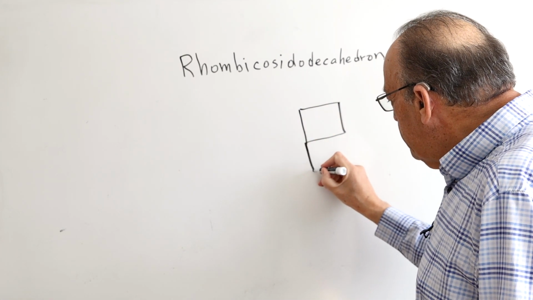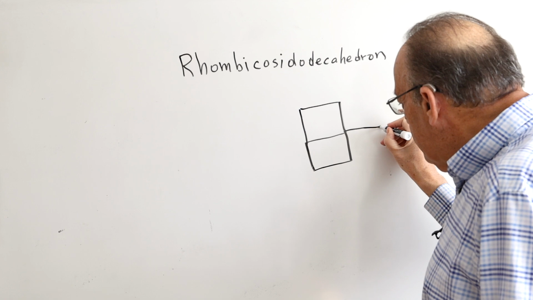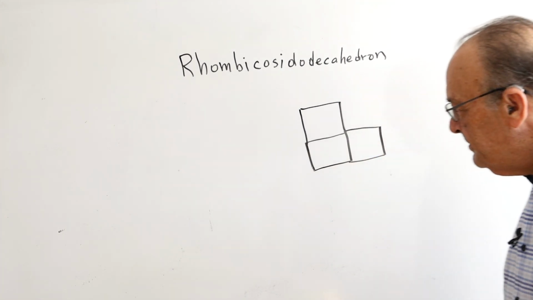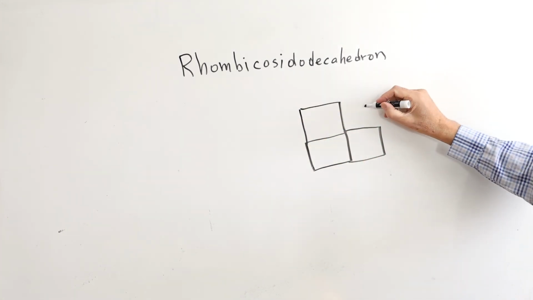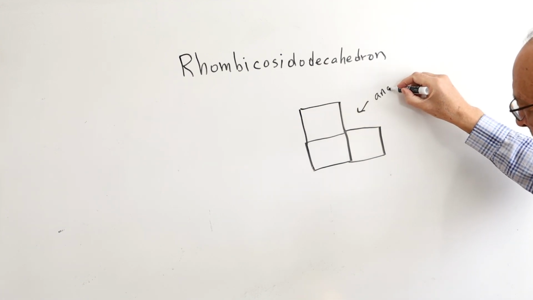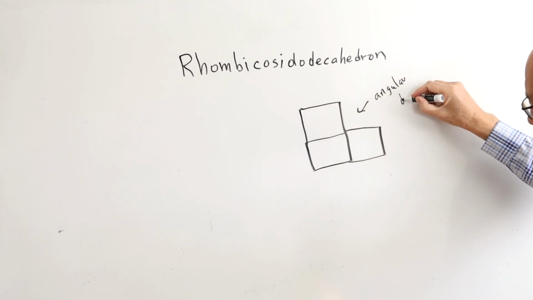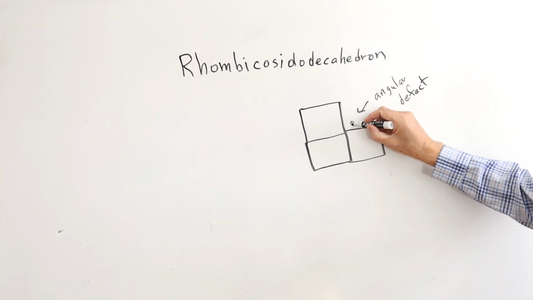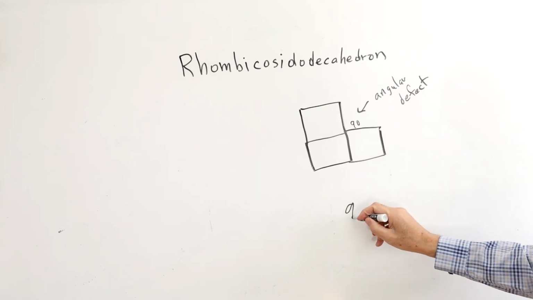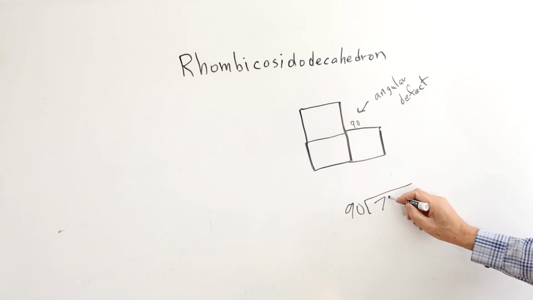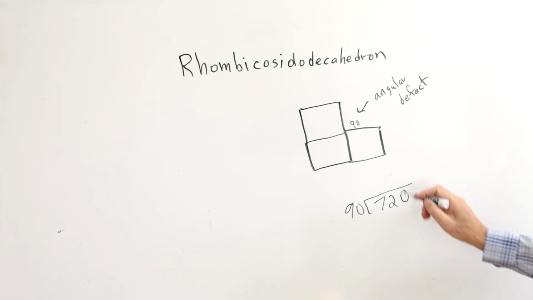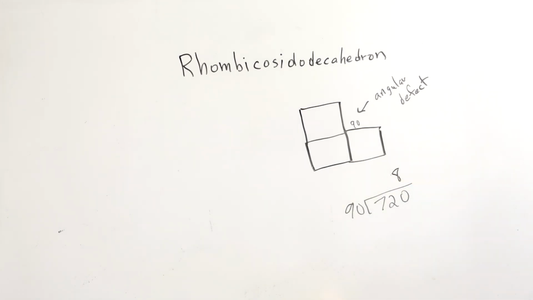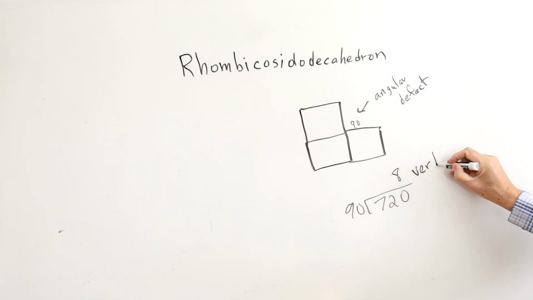If you look at the 3 squares of a cube that meet at every corner, but you lay them flat on the table, you can call this an angular defect. And this is 90 degrees. Now if you take that 90 and divide into 720, it's always 720, you get 8. And 8 is the number of vertices, or corners. And you're all familiar with cubes. You know a cube has 8 corners, right, or 8 vertices.